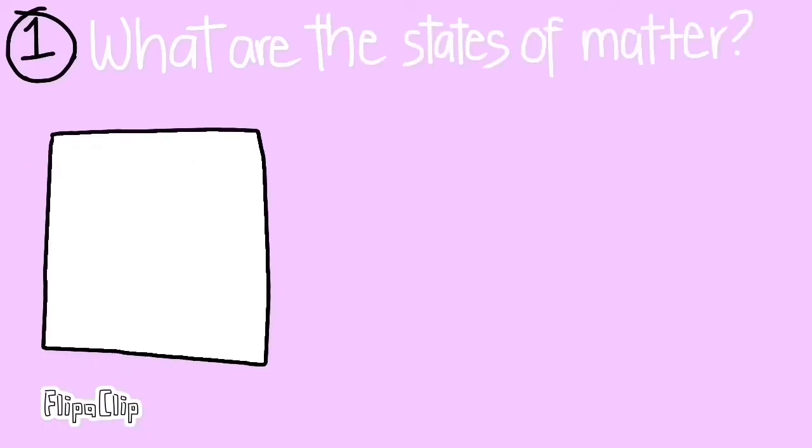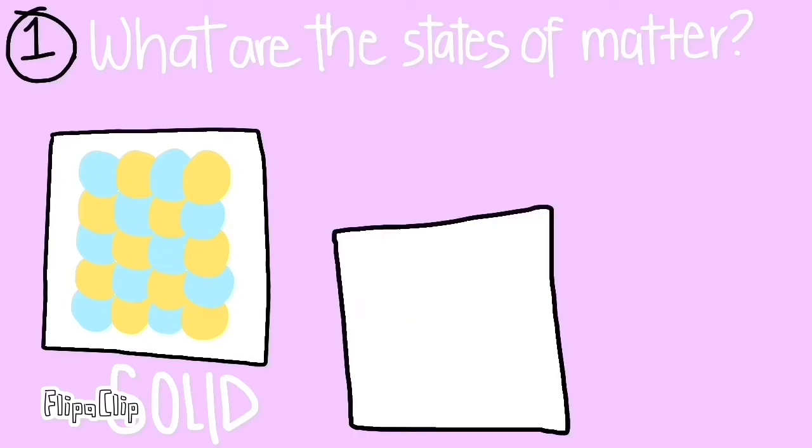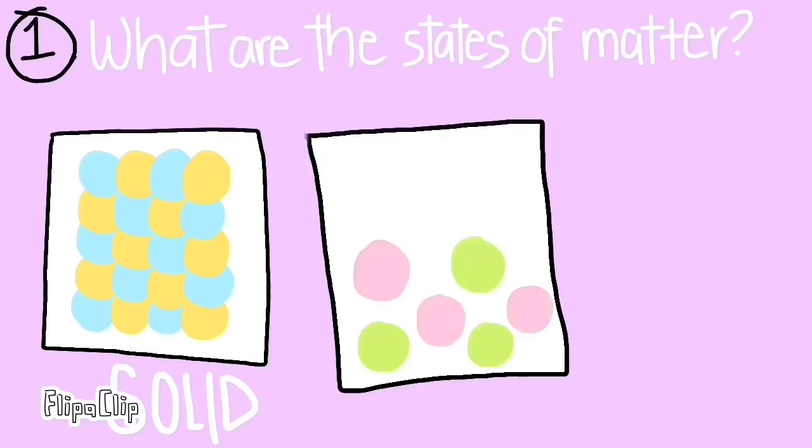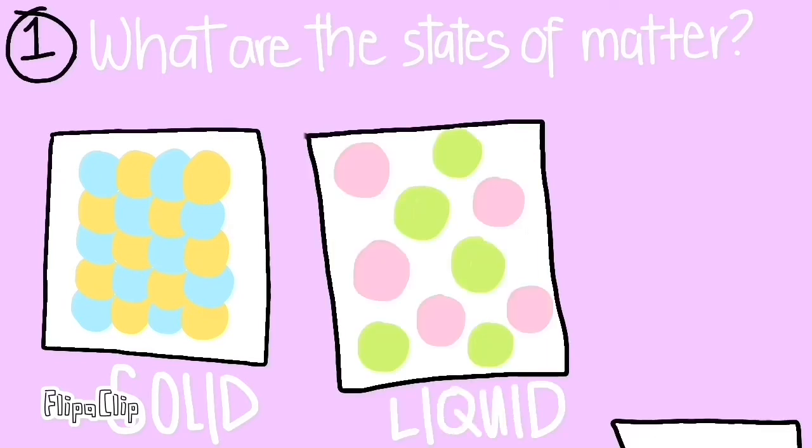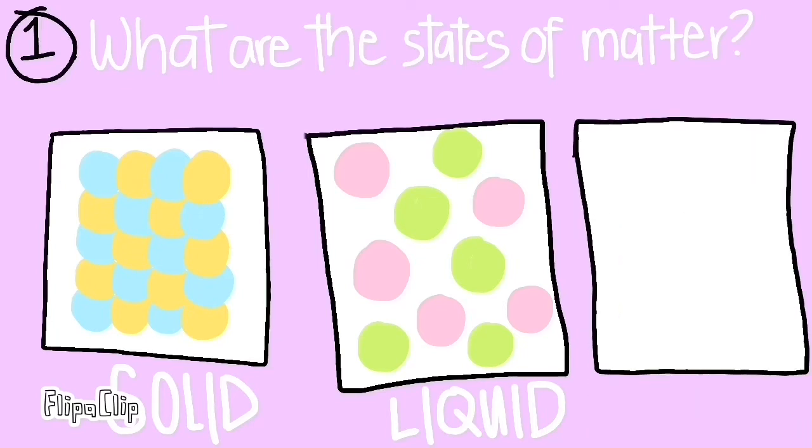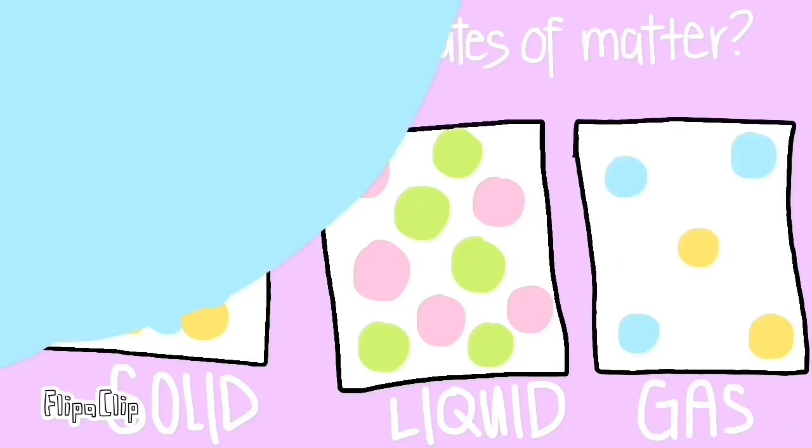First is the solid. The particles of solid are tightly packed and usually in a regular pattern. Liquid particles are close together but with no regular arrangement. The particles of gas are well separated, also with no arrangement.